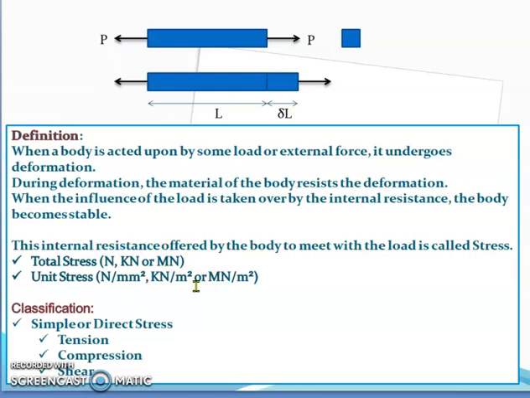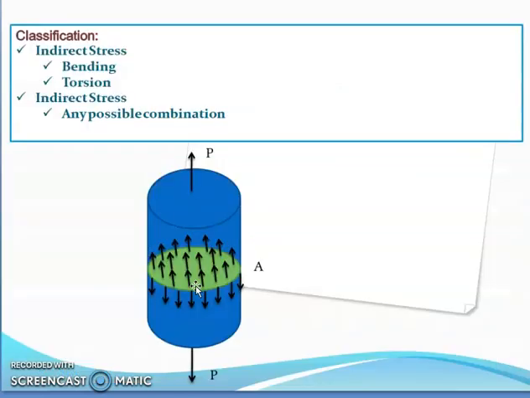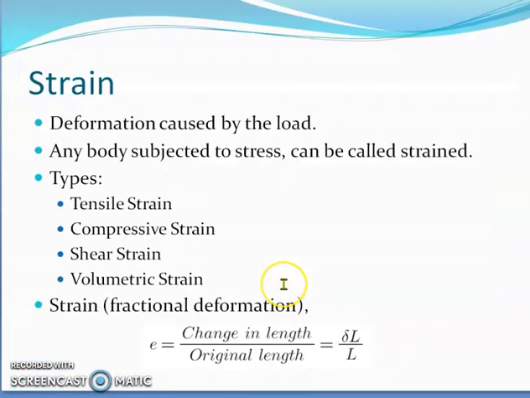One is direct stress and another is indirect stress. Direct stresses are tensile stress, compressive stress and shear stress, and indirect stresses are bending and torsion. In a material, any combination of direct and indirect stress can occur, right? Here we have applied a load P, a tensile load, and we have measured the cross-sectional area. The stress is referred to by the letter sigma, and sigma is P divided by A.